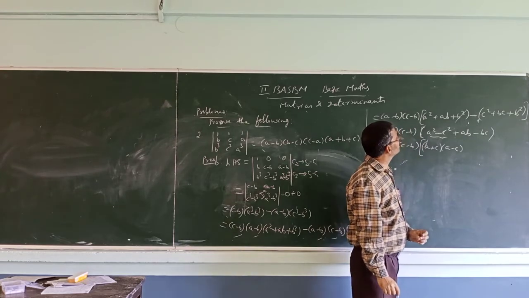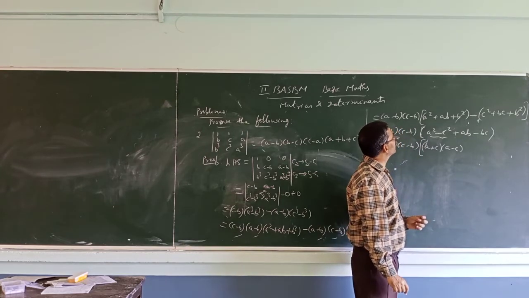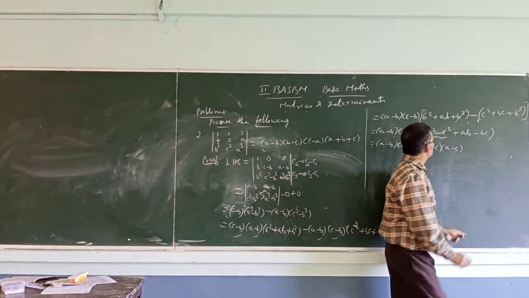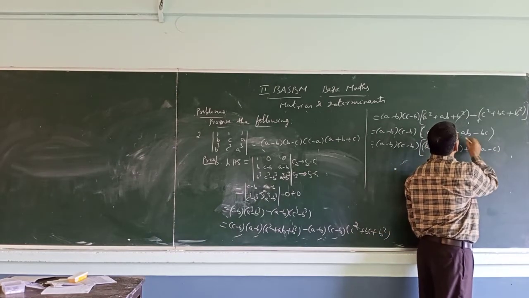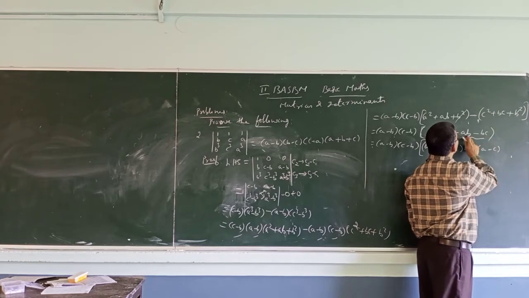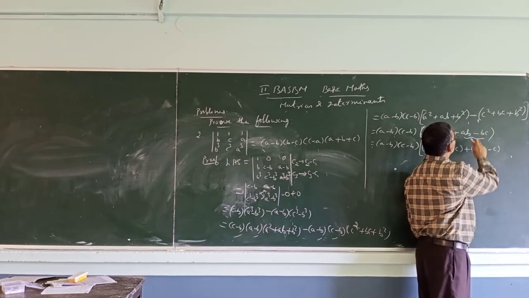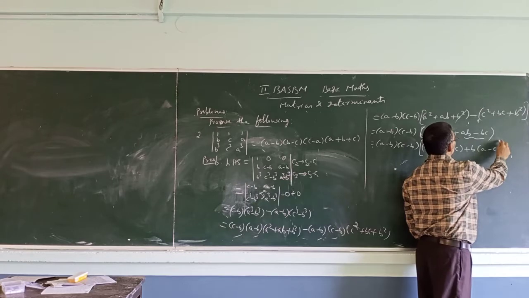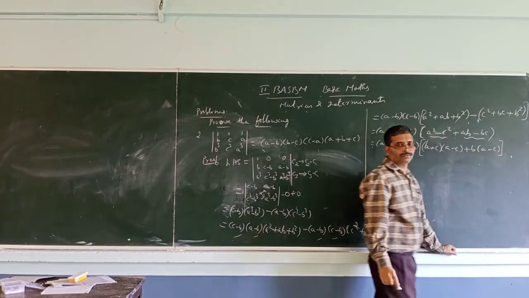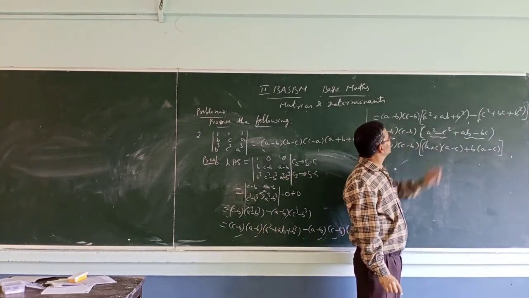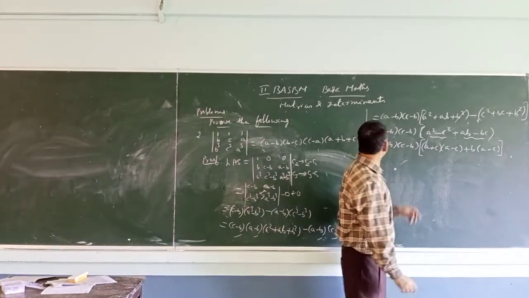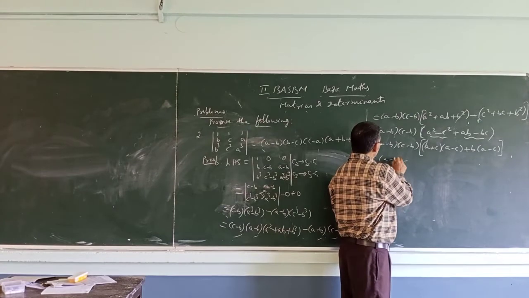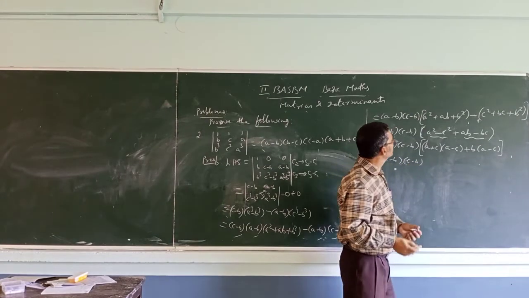Next one, AB minus AC is there. So B is common. So plus B into A minus C, because B is common here. So B into A, or AB, understand? Minus B into C. So we want to apply this formula again. A square minus C square is A plus C into A minus C. Now simplify. Equal to A minus B into C minus B.